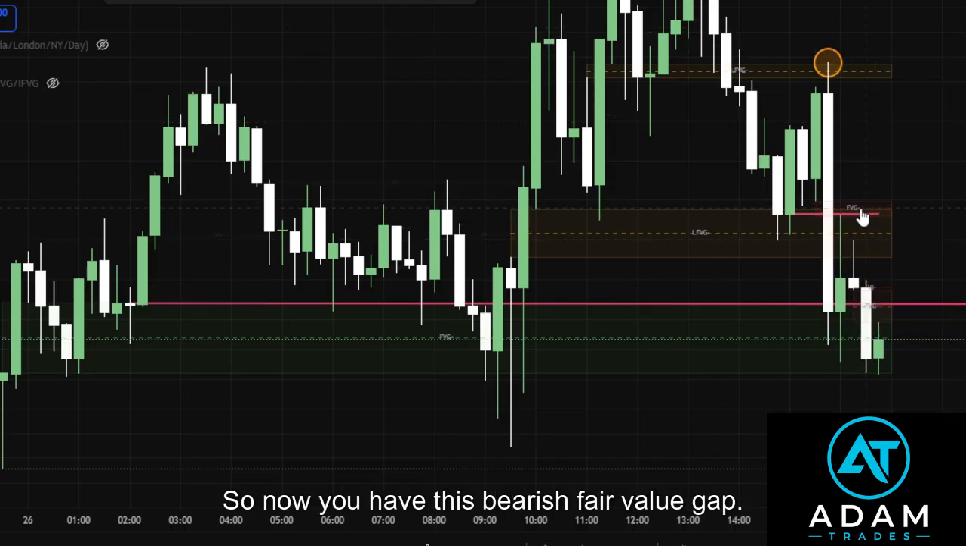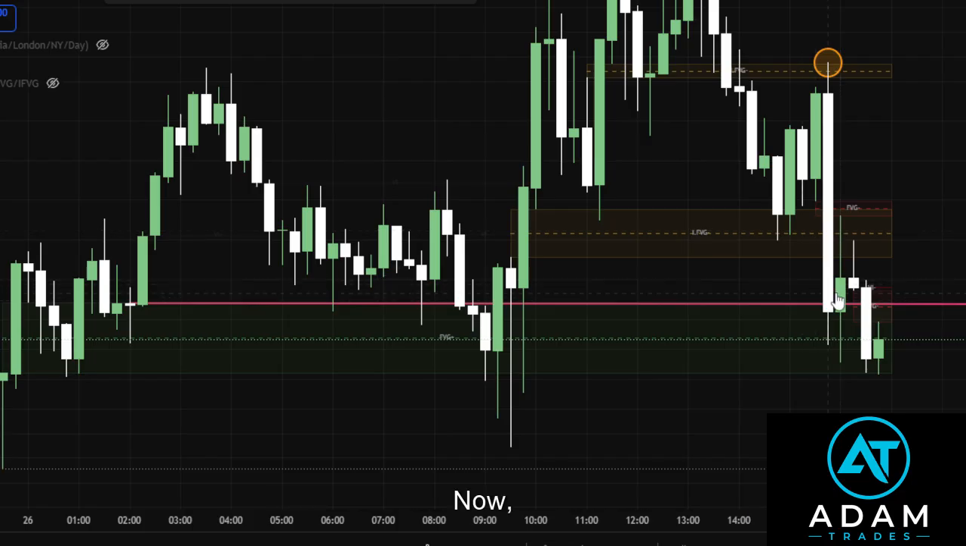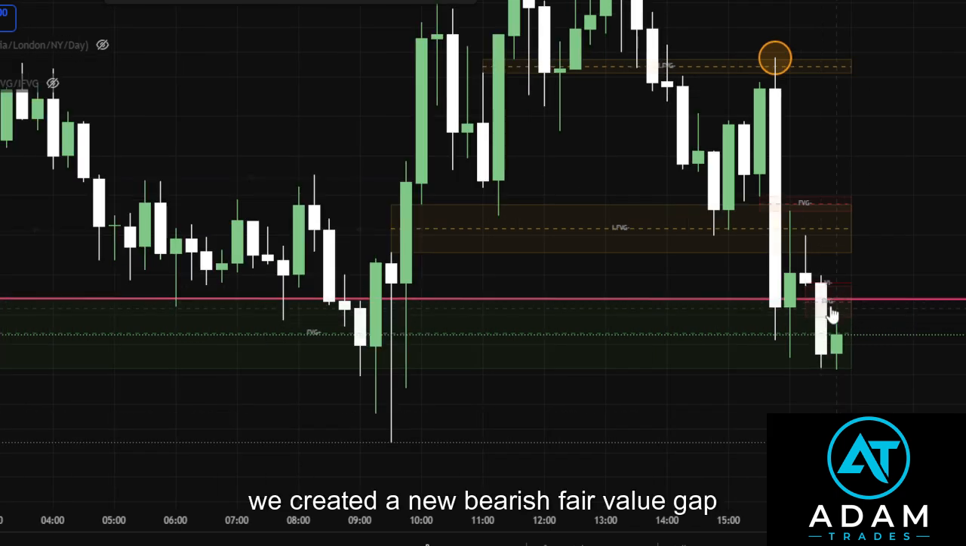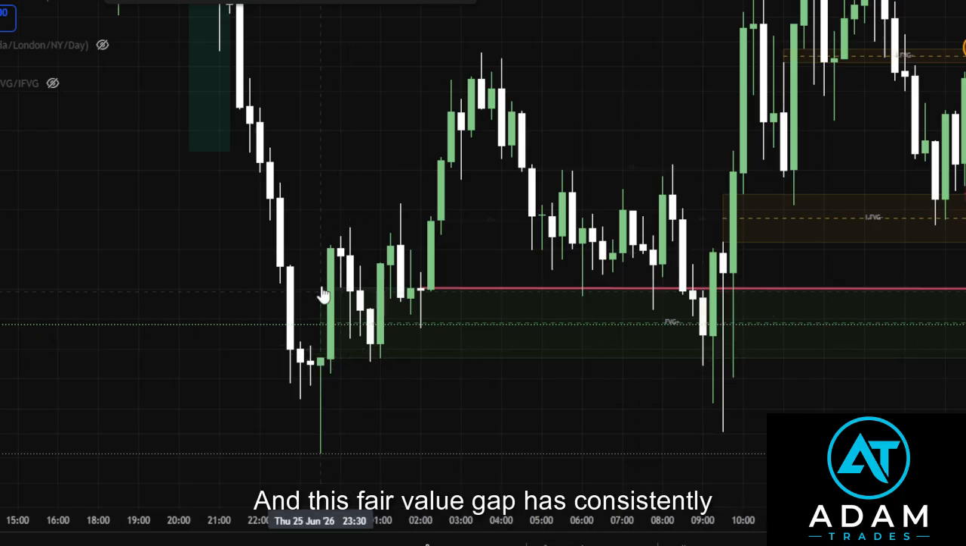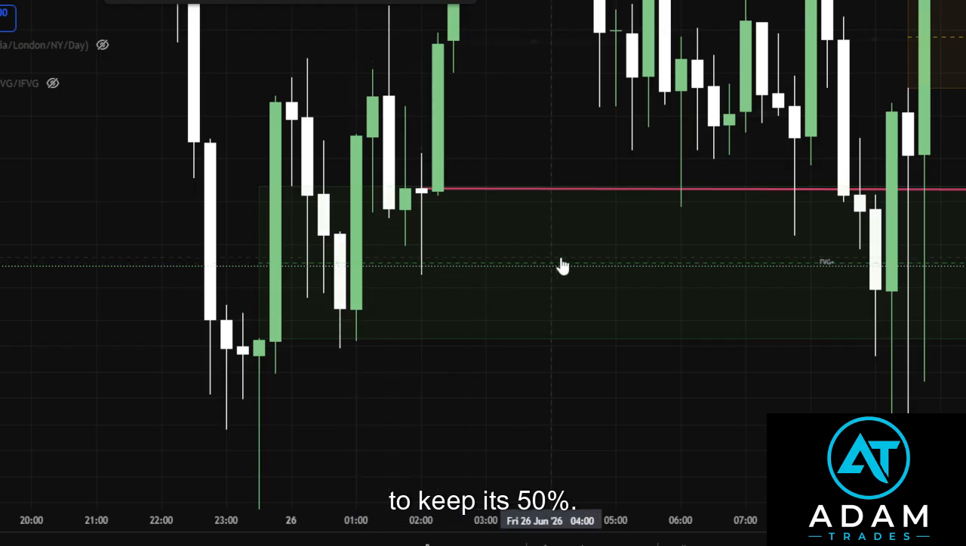So now you have this bearish fair value gap. You have this inversion, which overlaps, making this relevant by nature because of those two things. Now, did we already test it and expand past? Yes. And we created a new bearish fair value gap that we are currently respecting. What did we also do? We're actually sitting in this old fair value gap here. And this fair value gap has consistently struggled to keep its 50%.